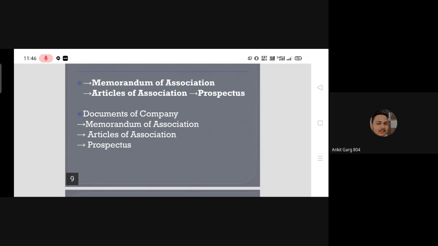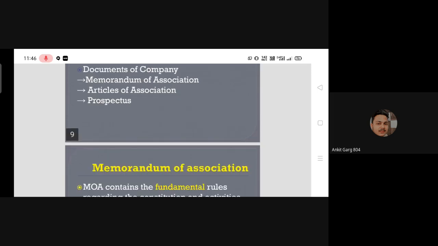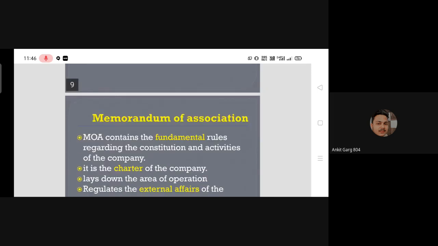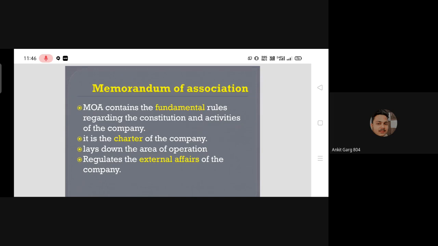Next is Memorandum of Association, Articles of Association, and prospectus. These are the three documents which need to be prepared. And we have to discuss the Memorandum of Association.